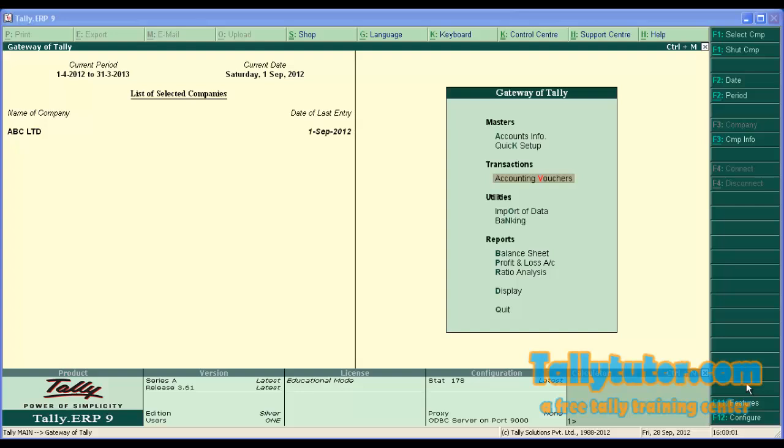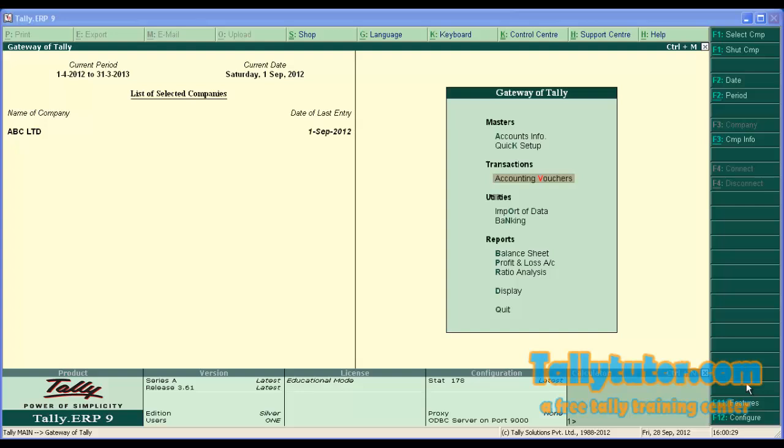The possible four contra entries in accounting are: cash deposited in bank, cash withdrawn from bank, fund transferred from one bank account to another, and cash transferred from one cash account to another. All these mentioned transactions are just a replacing of fund from one location to another. These kinds of transactions have no effect on business result, I mean profit or loss.